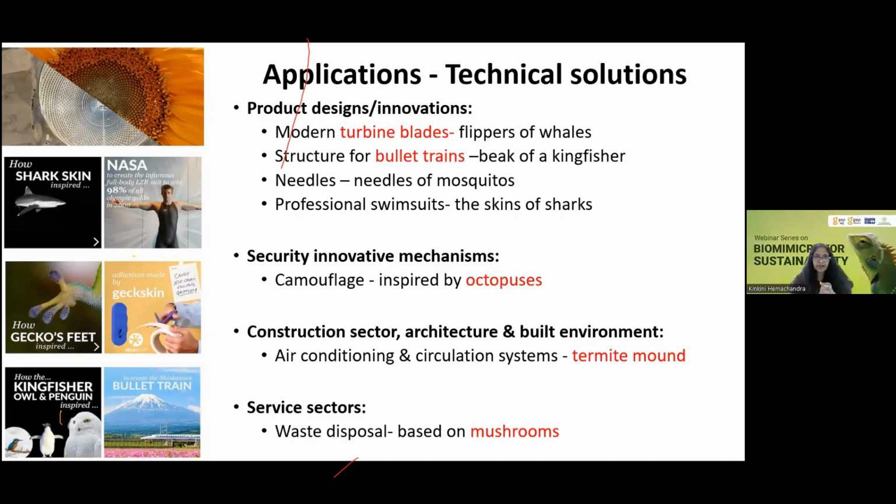Not only that, a very latest development in product design is, as you can see on the left-hand side, a man standing wearing a vest. That is a professional swimsuit that was developed by looking at how the skin of the shark is developed by Mother Nature. Looking at that technology, they try to manipulate it and bring it into professional product design.